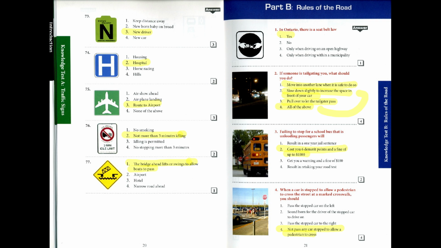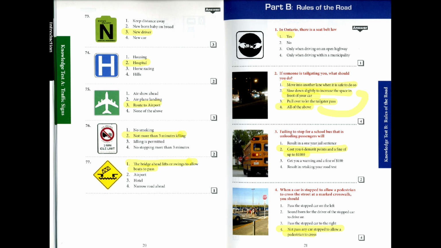Number 1. In Ontario, is there a seatbelt law? The answer is yes. Number 2. If someone is tailgating you, what should you do? Move into another lane when it is safe to do so. Slow down slightly to increase the space in front of your car. Or pull over to let the tailgater pass.